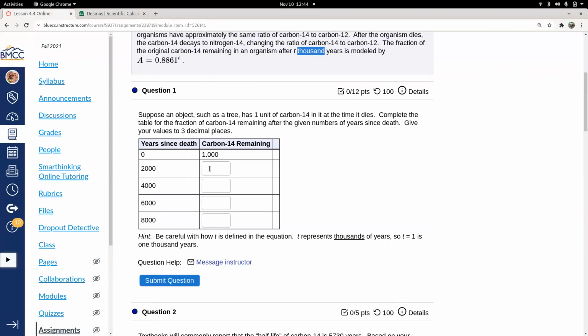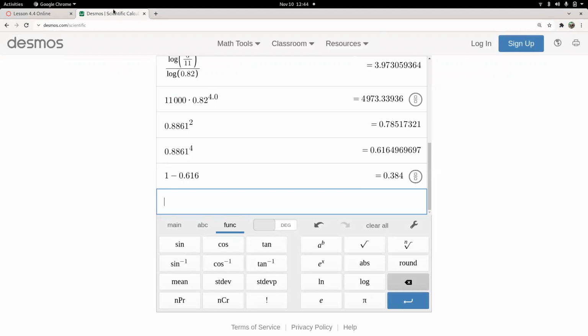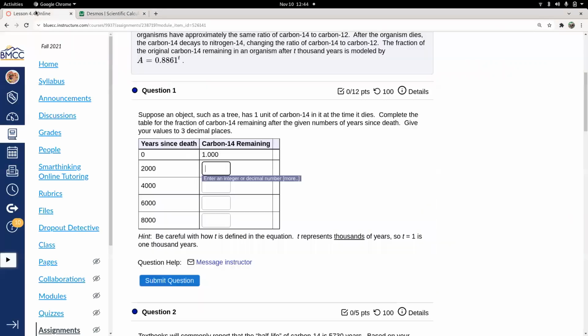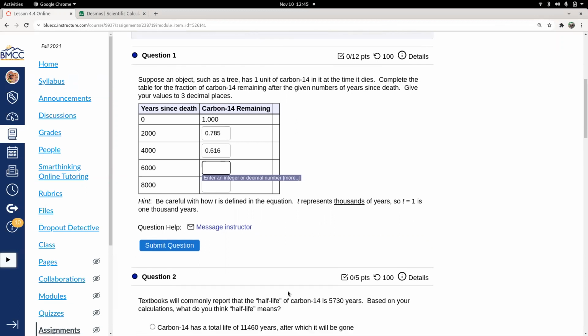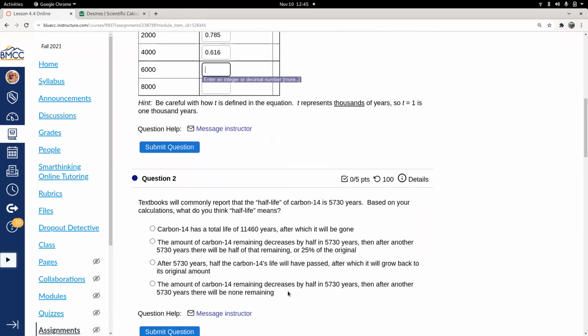All right, so you need to fill out this table here with those numbers. I'll let you calculate the rest. So get those other two there. And remember, if the years is 6,000, T is 6 in your formula. Calculate those and we'll check out the next part.